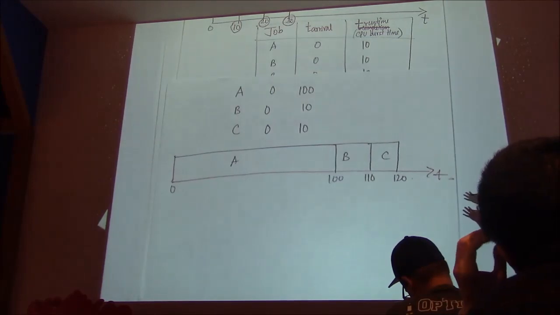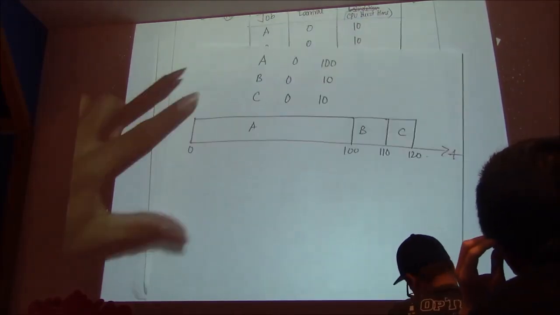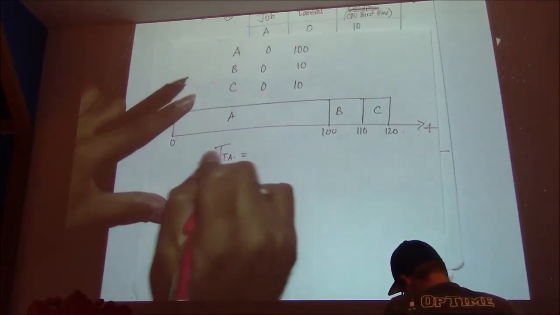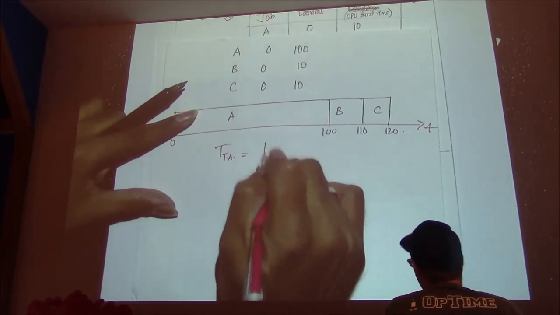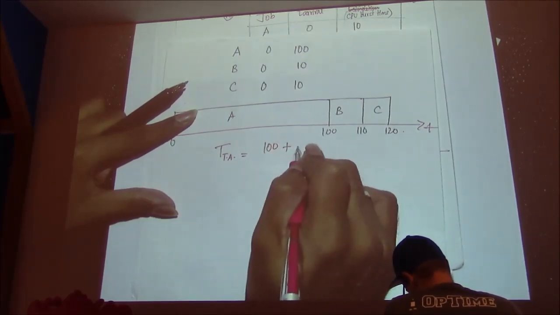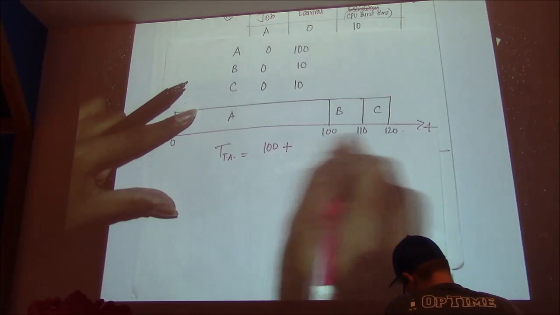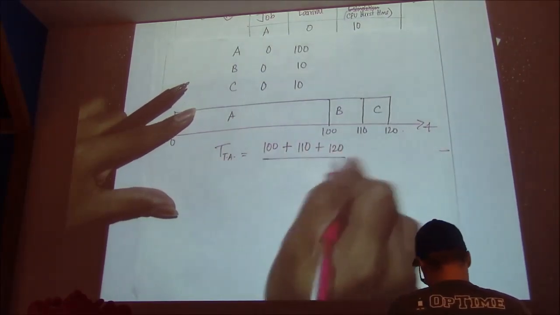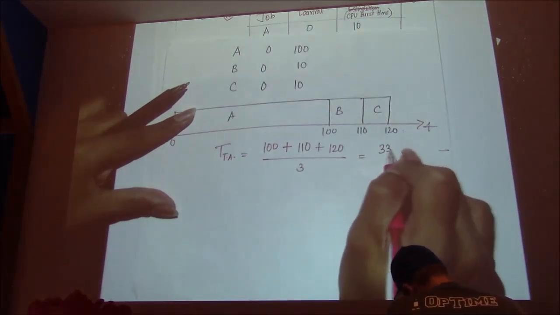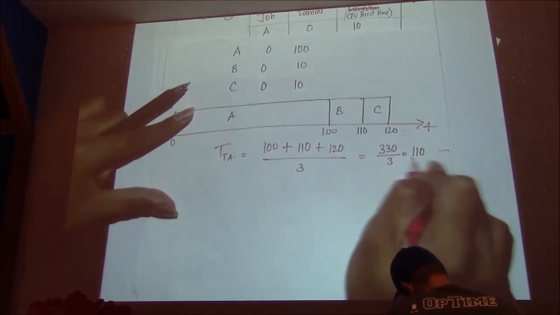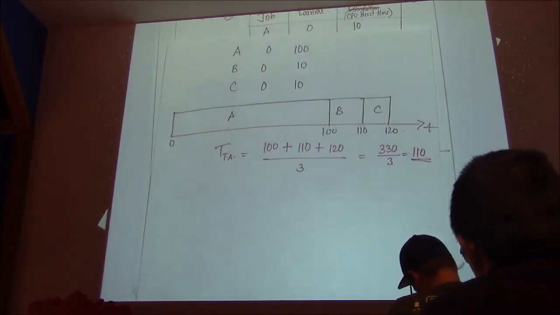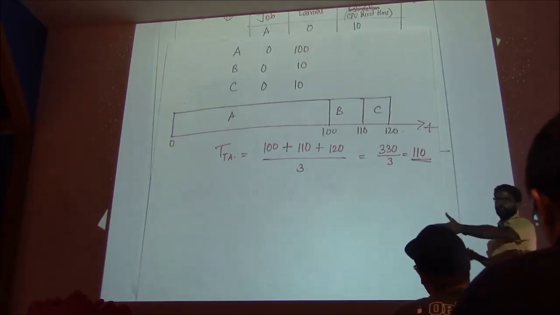So this is the scenario, and the average turnaround time is going to be 100 plus 110 minus 0, so 110, plus for the third job 120 minus 0, so 120, divided by 3. So it's 330 by 3. And you see the average turnaround time just increased to 110 when we used the first come first serve scheduling policy in this case, because the first job was so large.